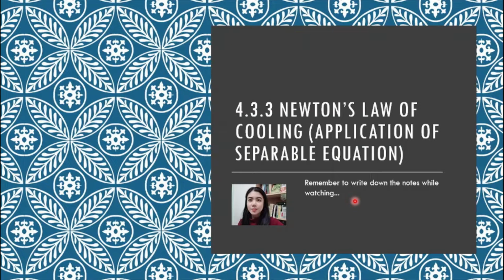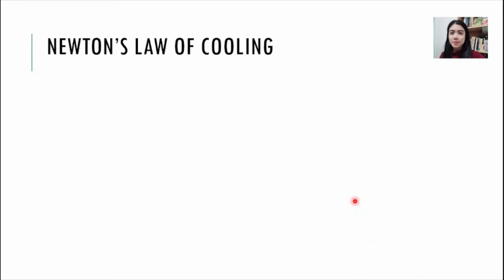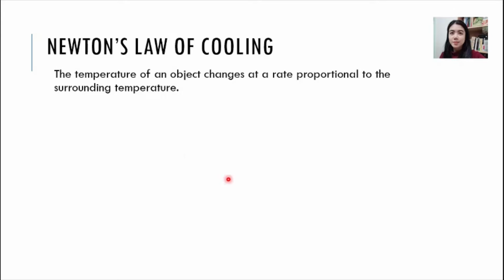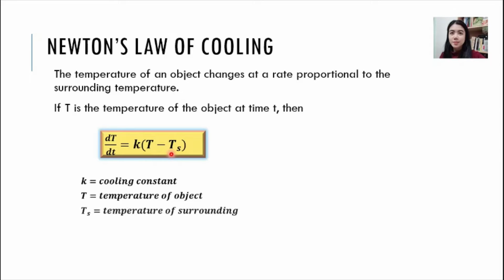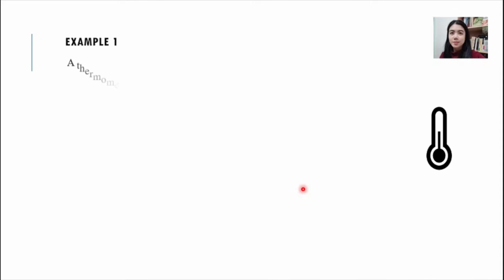This is 4.3.3 Newton's law of cooling, applications of separable equations. According to Newton's law of cooling, the temperature of an object changes at a rate proportional to the surrounding temperature. If capital T is the temperature of the object at time t, then you have this differential equation, where k is referred to as the cooling constant, capital T is the temperature of the object, capital Ts is the temperature of the surroundings, and small t is the time. Okay, let's look at the first example.